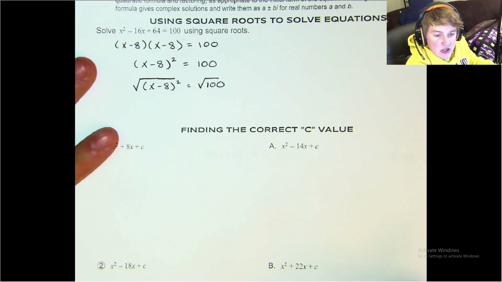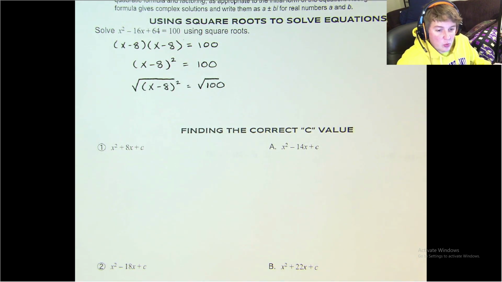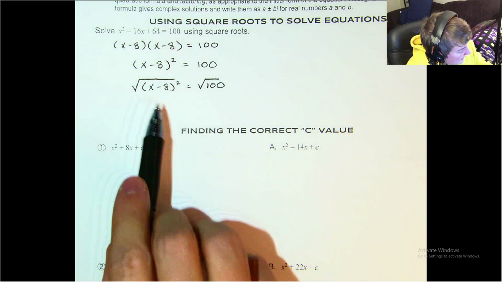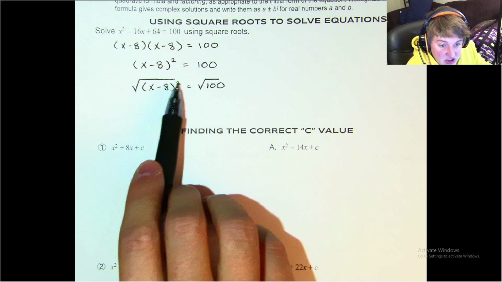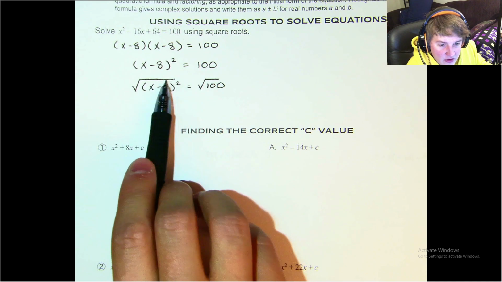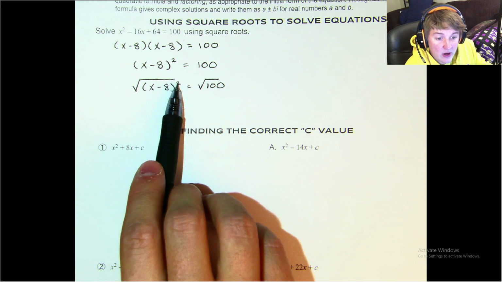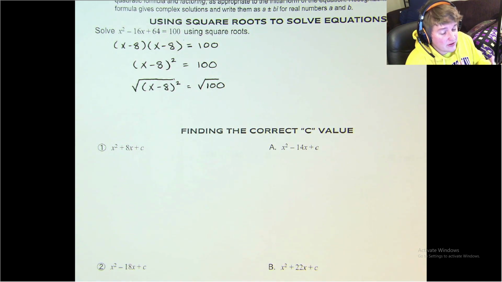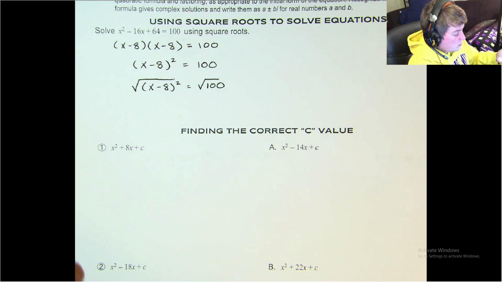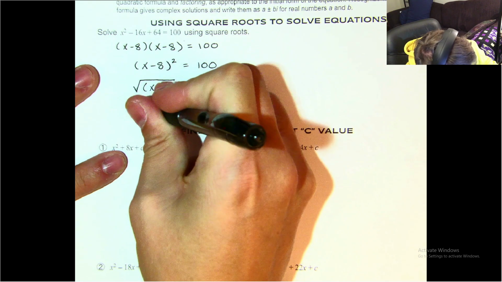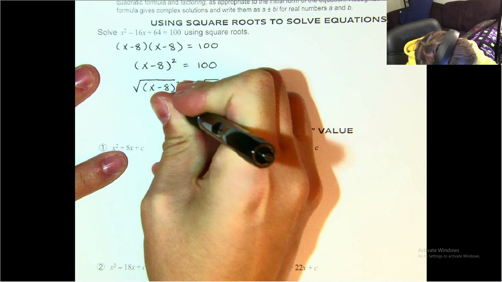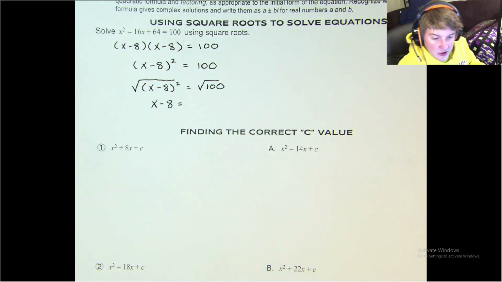Now I'm square rooting each side, so what happens here? If I square root a perfect square, because this is x minus 8 squared, making it a perfect square, the square root symbol and the squaring symbol undo each other. They're inverse operations. Squaring and square rooting are inverse operations. All that's left over is x minus 8. Now what about the right side?